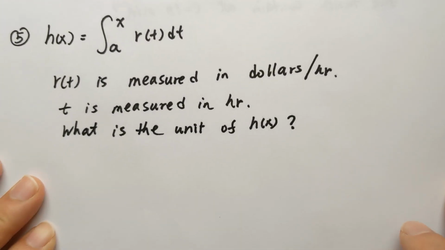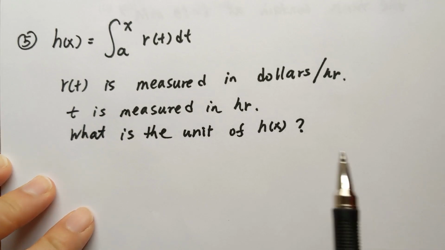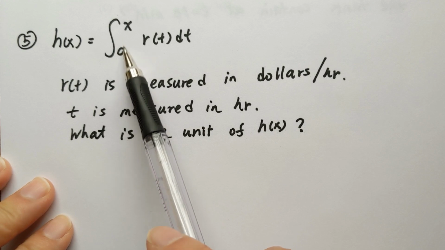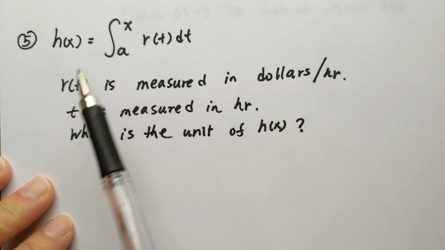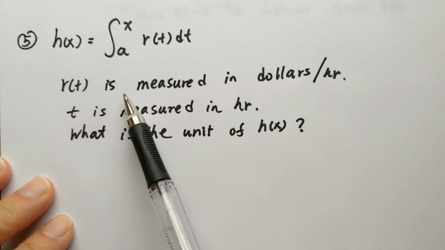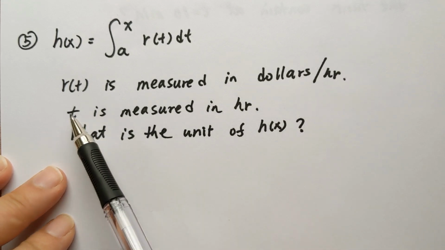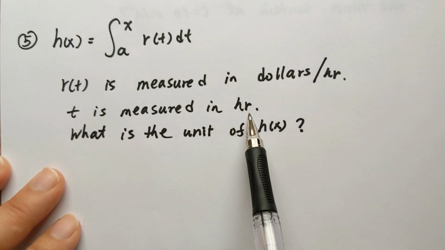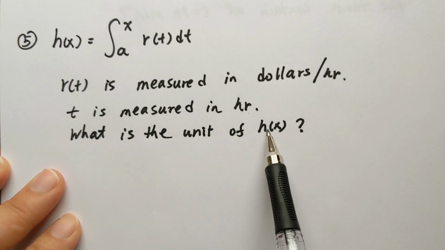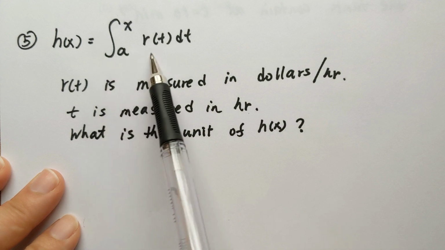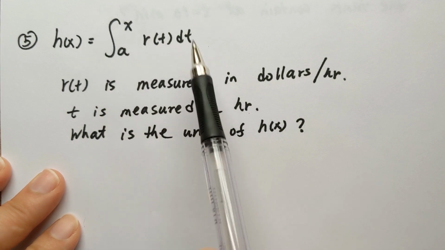Let's go to question number 5. So we have h of x equal to the integral from h of x of r(t) dt. r(t) is measured in dollars per hour, and t is measured in hours. What is the unit of h of x? In other words, the unit of the integral of r(t) dt.